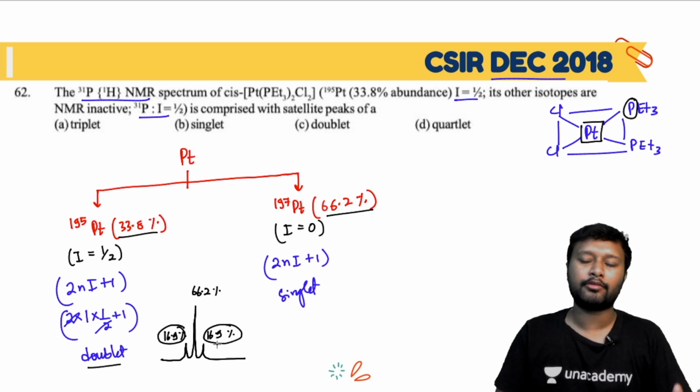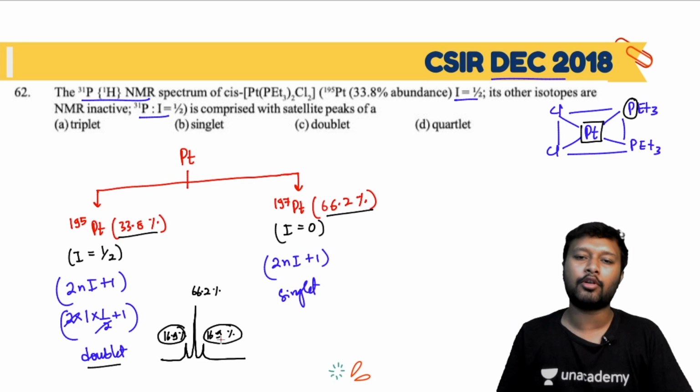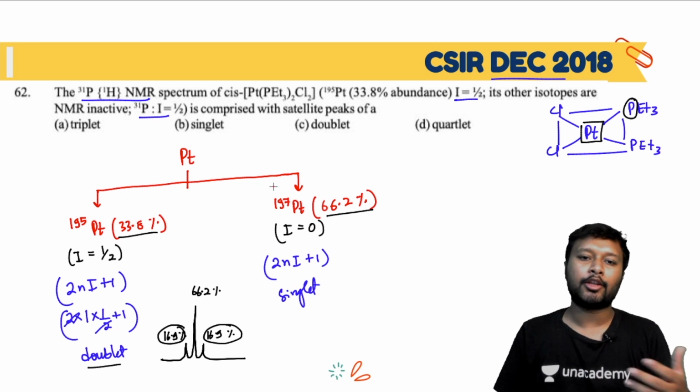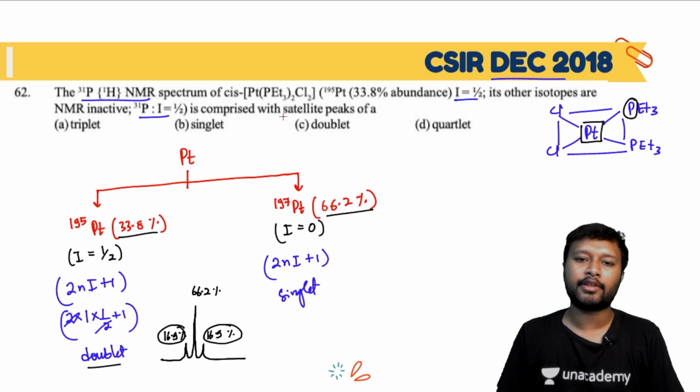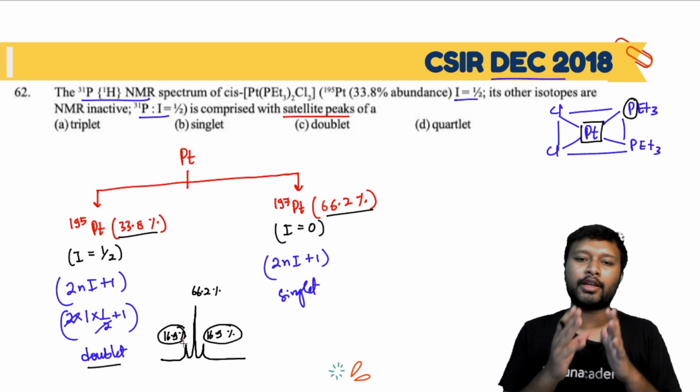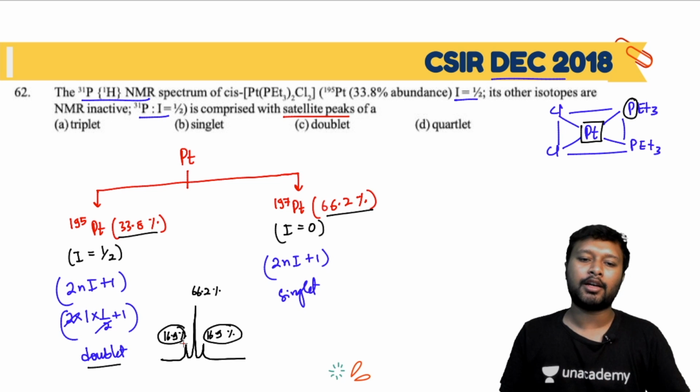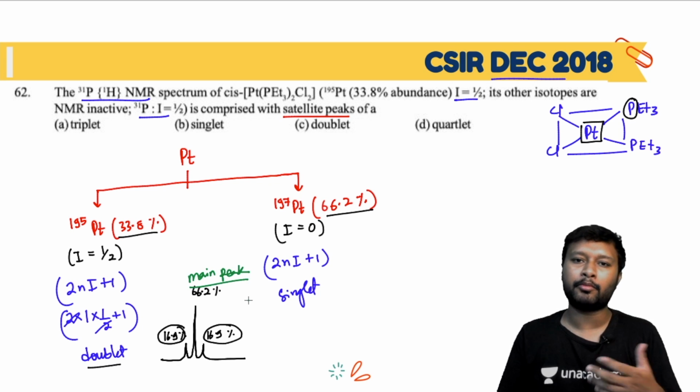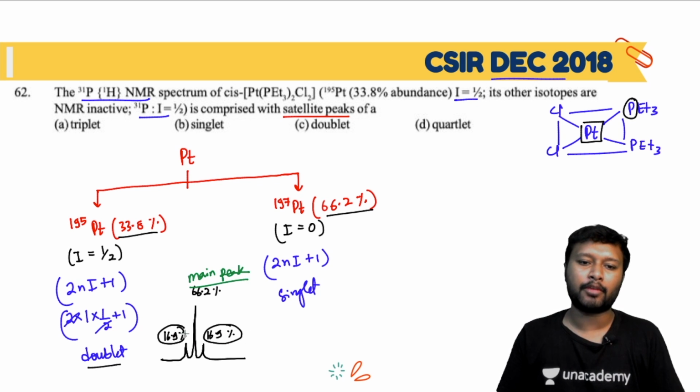Now let's come back to the question here. This is how the overall spectrum is going to look. The question says that it is comprised with the satellite peak of A. When the peaks are much smaller compared to the main peak, this bigger peak will be called your main peak, and these smaller peaks will be called satellite peaks.